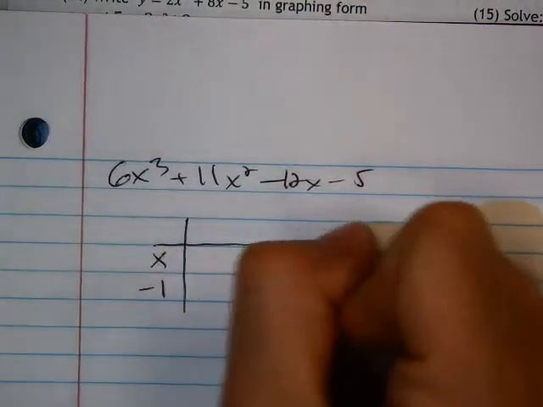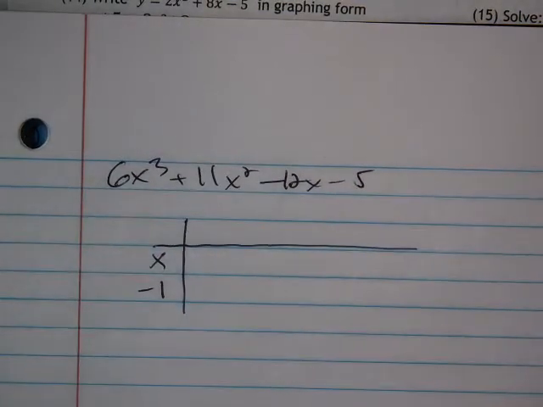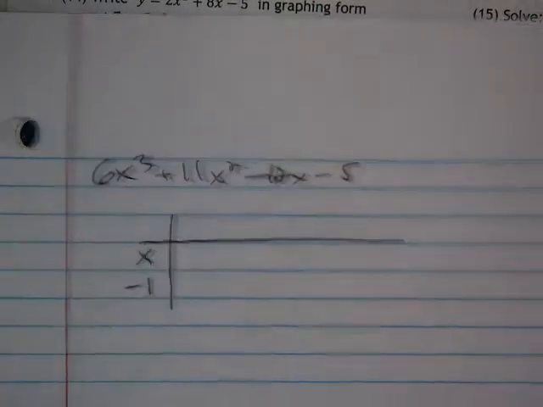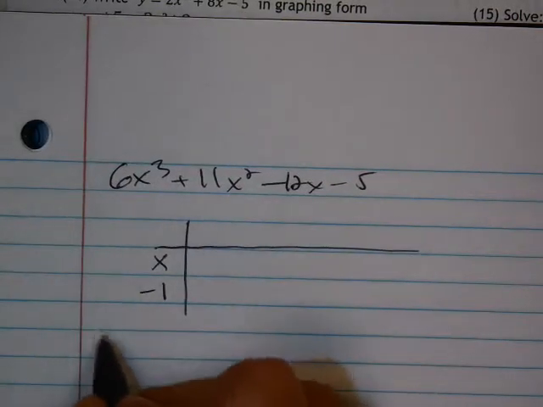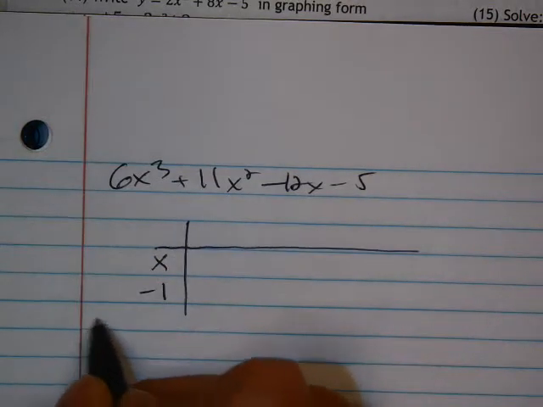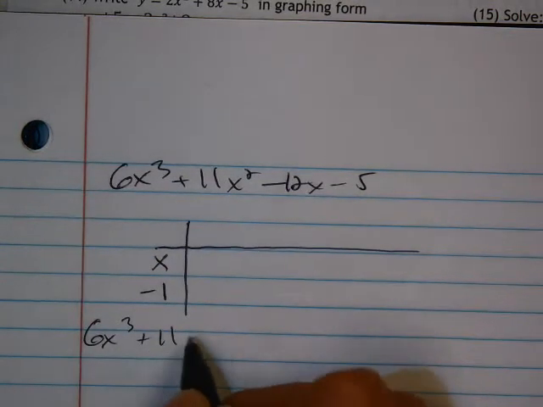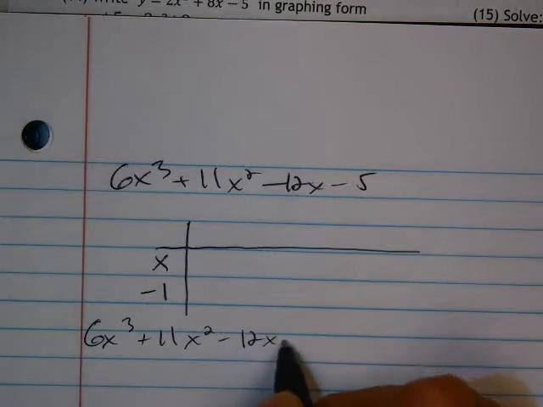that means I'm going to set up my box. And some of you might do synthetic division, which is absolutely fine. So if you do synthetic, go ahead and do synthetic. But if you're using the boxes, I'll have the x minus 1 on the left, 6x cubed plus 11x squared minus 12x minus 5 on the bottom.